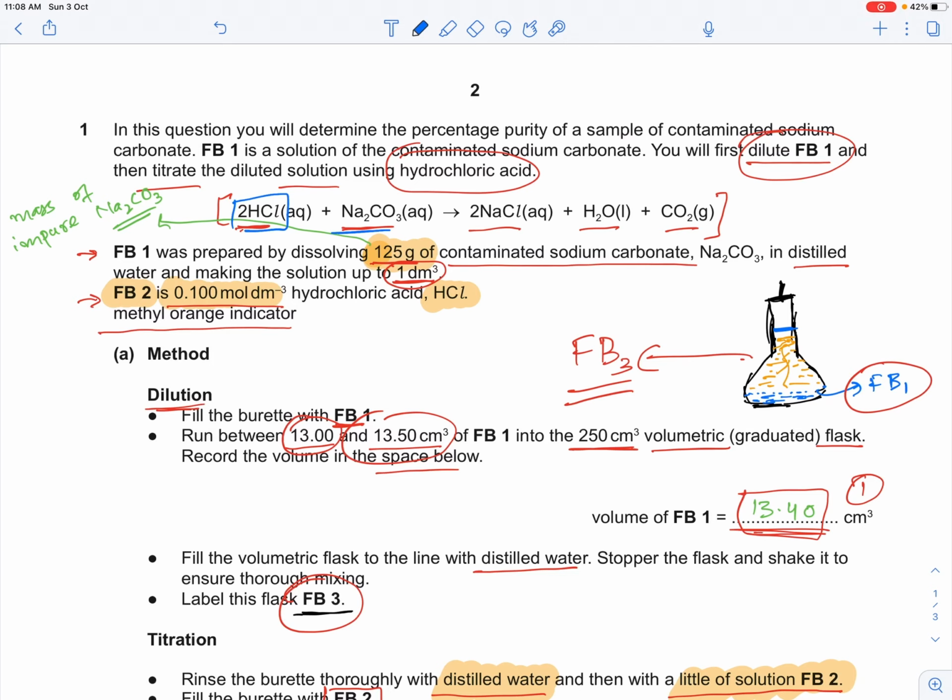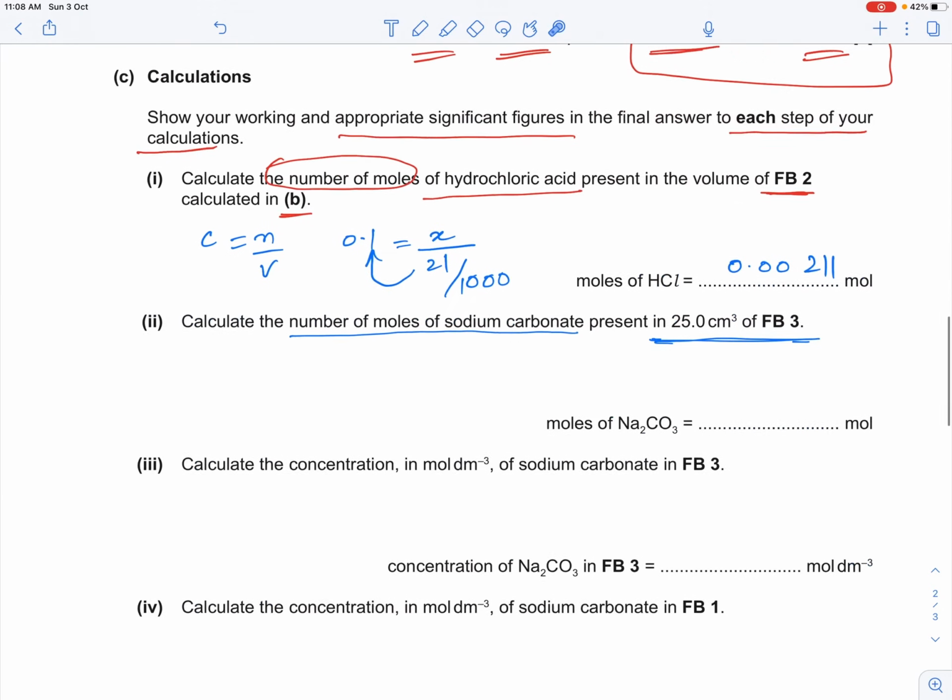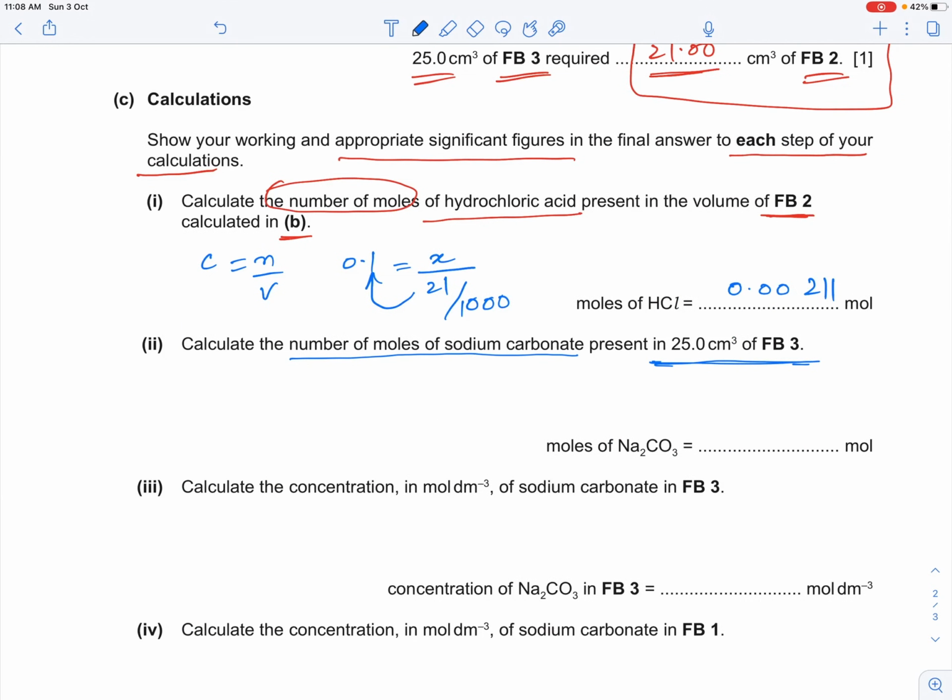So the molar ratio between hydrochloric acid and sodium carbonate is 2:1. So 2 moles of hydrochloric acid will react with 1 mole of sodium carbonate, right? We can use this molar ratio to calculate the moles of sodium carbonate. That means whatever the moles of hydrochloric acid is, moles of sodium carbonate would be half of that.